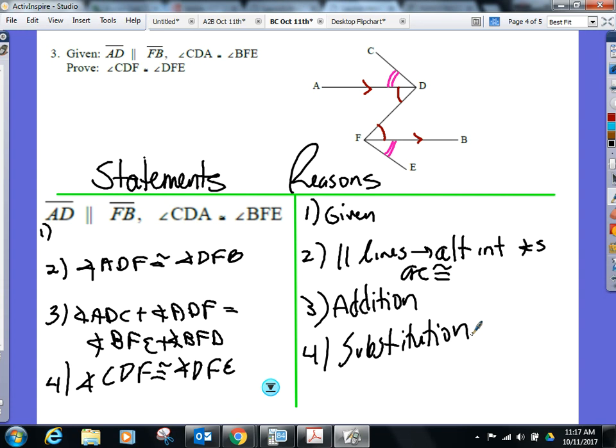Okay, so again, if you are given parallel lines, look for the special types of angles, which in this case happen to be alternate interior. Questions from you guys there? We got one more to do together, and then I let you go on your own. Ready?